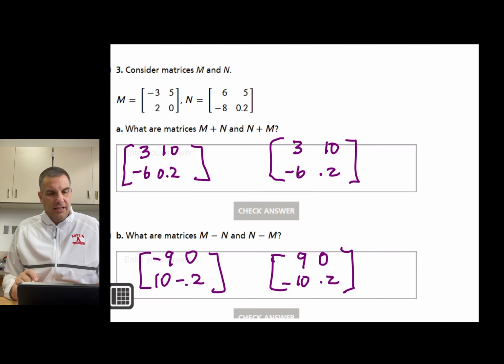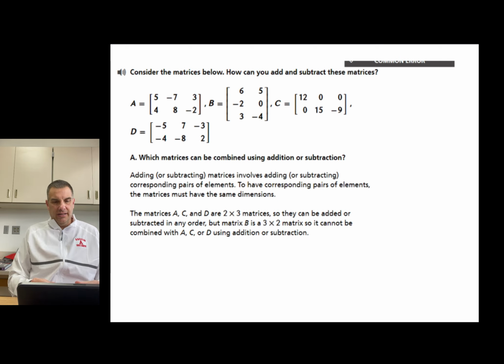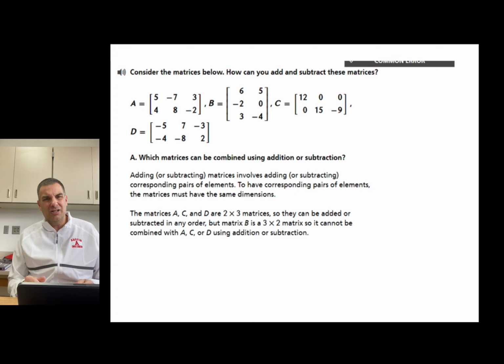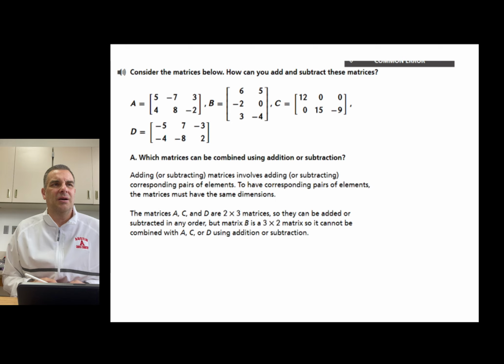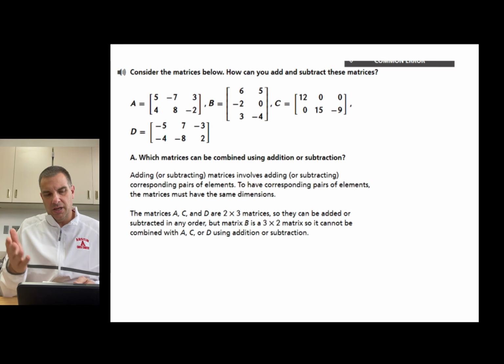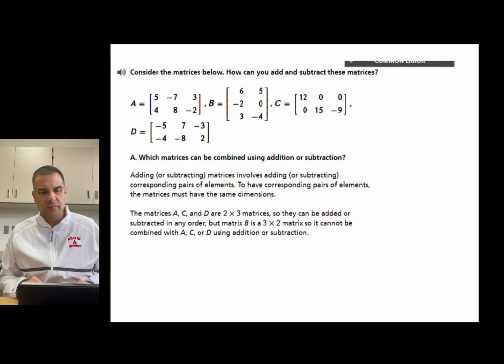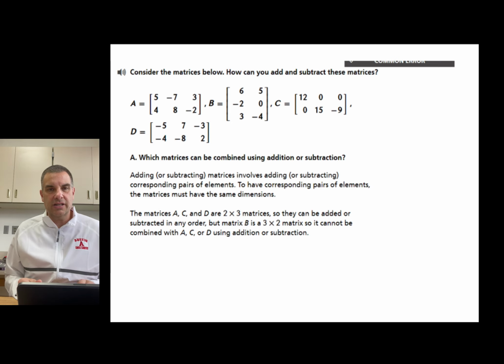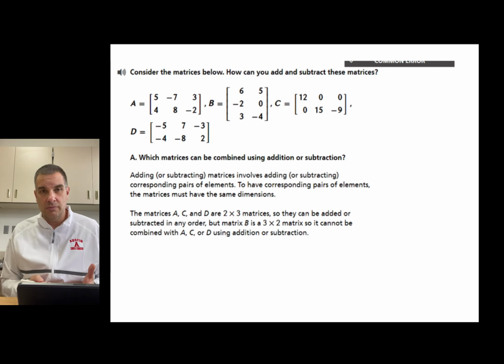All right, the next thing we're going to look at is a little bit bigger ones. We're going to talk about what we can do and what we can't do. Looking at all of those different matrices, the question says, which matrices can you combine using addition and subtraction?